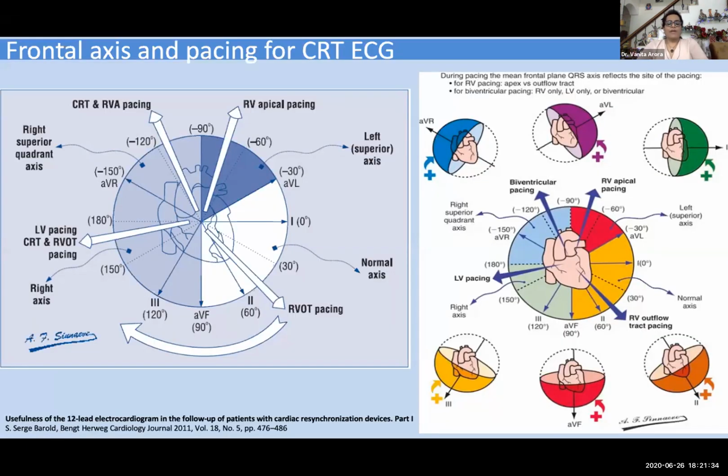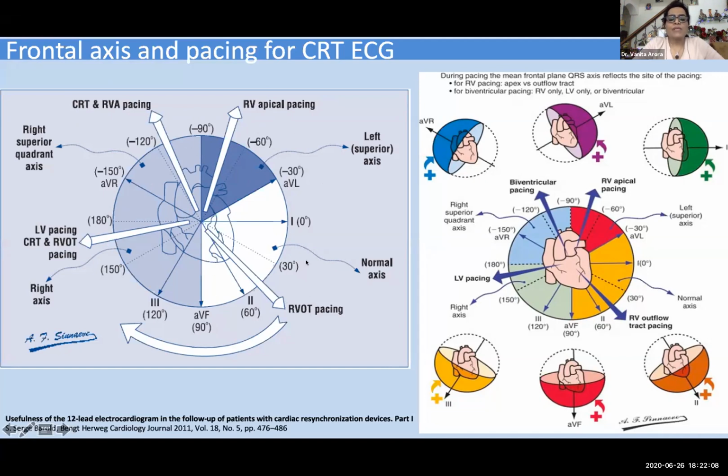A word about the frontal axis. I brought it here because it is important for us to understand that with the changing technology and the recent advances in the algorithms, there is some change in thinking coming here. Initially, we were pacing in the RV apex, where we used to get the left superior axis. Now with the CRT and right ventricular apical pacing, the axis changes to the right superior quadrant, because this is where it is supposed to be.